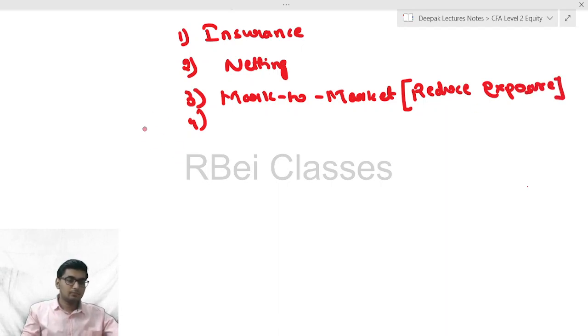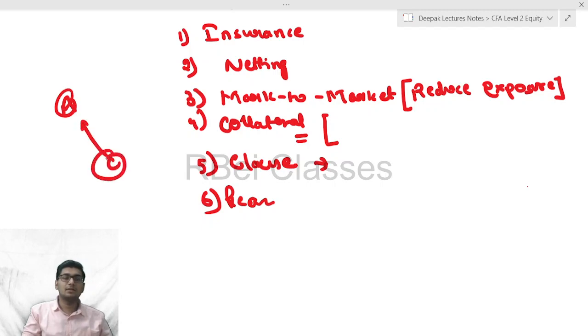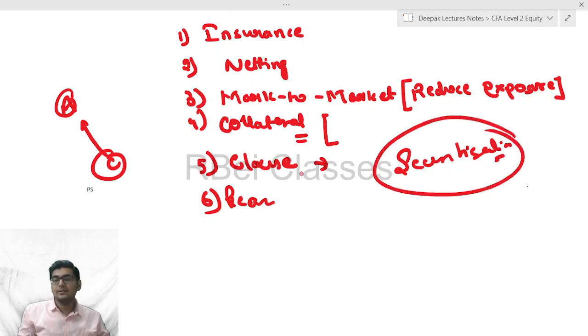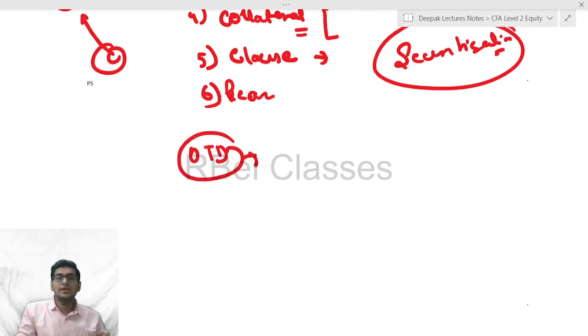Clear? Then collateral. Collateral will reduce the amount of credit risk, because if Mr. B defaults, you can sell the collateral and recover your amount. Close-out: if anyone terminates the contract in between, then what are the rules, what are the policies, how you are actually going to terminate, how you will set off your amount, settlement, all these things. Clear? And reassignment. If Mr. A is leaving the contract and Mr. C is coming in his place, then how things will work. And then the securitization process, how banks are actually using their assets and selling them to the SPV by issuing securities. So the originate to distribute model, OTD model, very important.